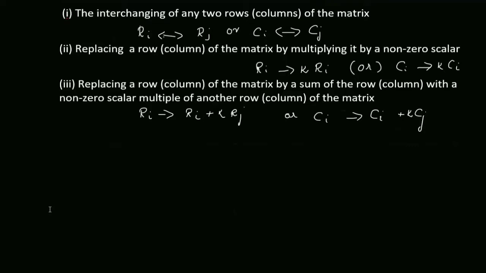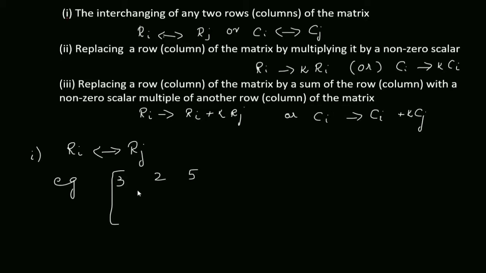Whatever I am doing here, I am doing only for rows. The same thing you can do for columns also. So only rows we are doing now. The same thing is applicable even for columns. So Ri and Rj interchange. This is the sign we use, the arrow on both the sides. Can you see that? That is the sign we use to swap or interchange two rows.